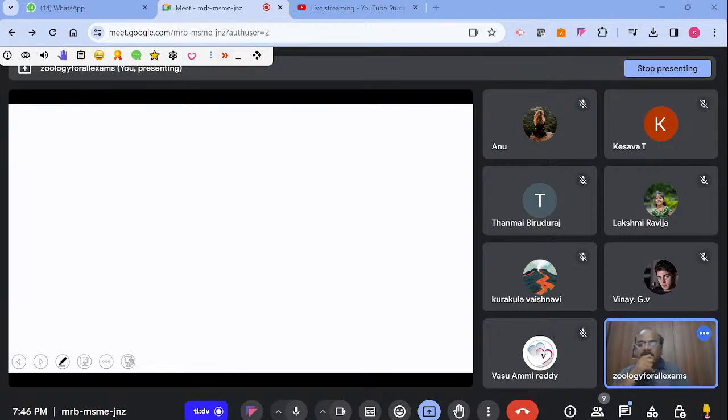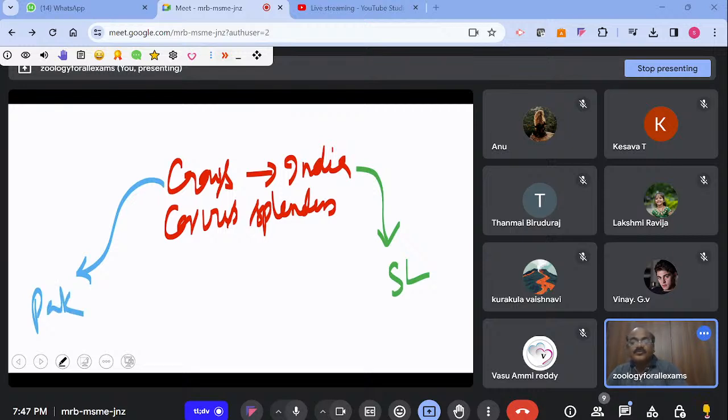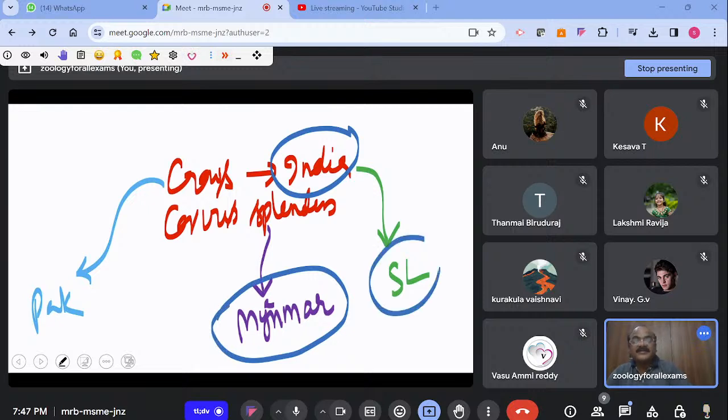Okay, let me explain. Previously, all the crows belonging to the species Corvus splendens were present in India only. And due to competition, some of them migrated to Sri Lanka, some to Pakistan, and some to Myanmar, that is Burma, erstwhile Burma. Now what happened? The environmental forces operating in India are different from those operating in Myanmar, Sri Lanka, and Pakistan. So the same crow went to different places.